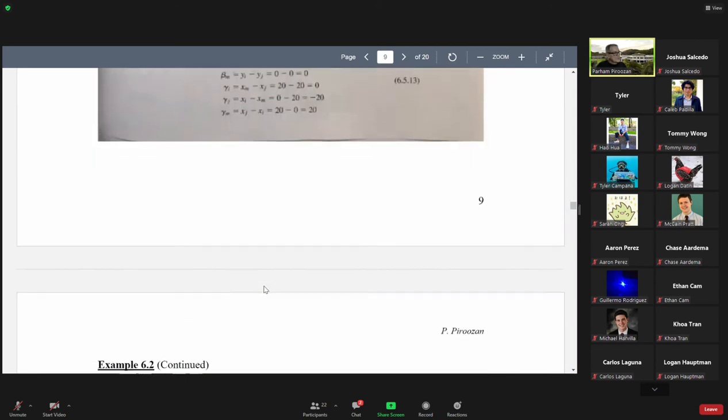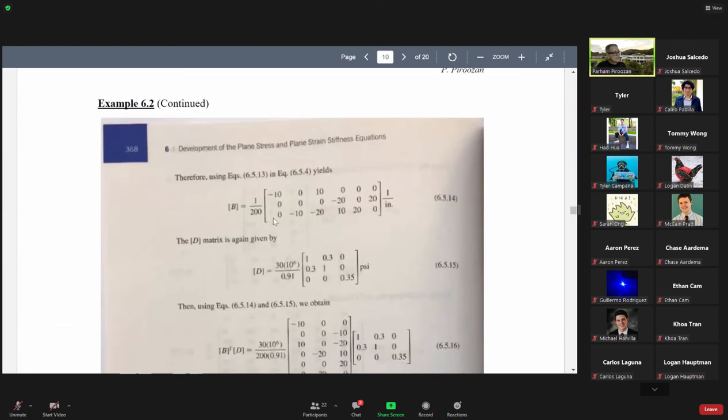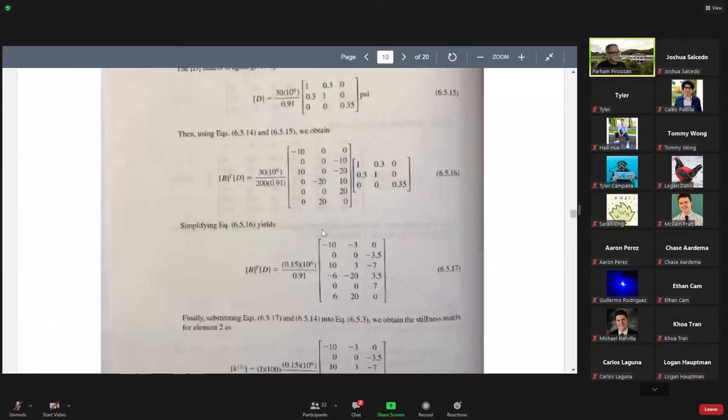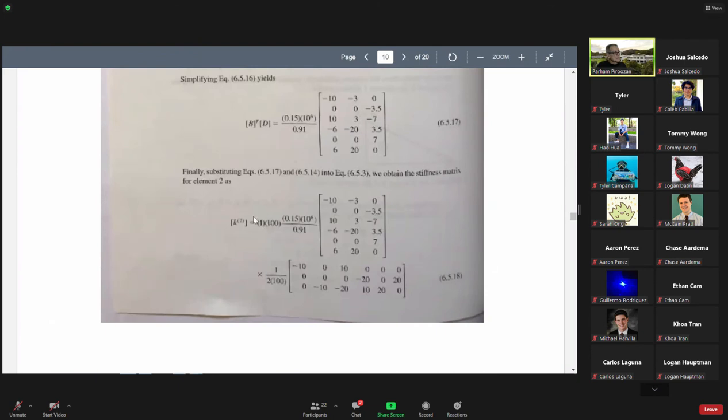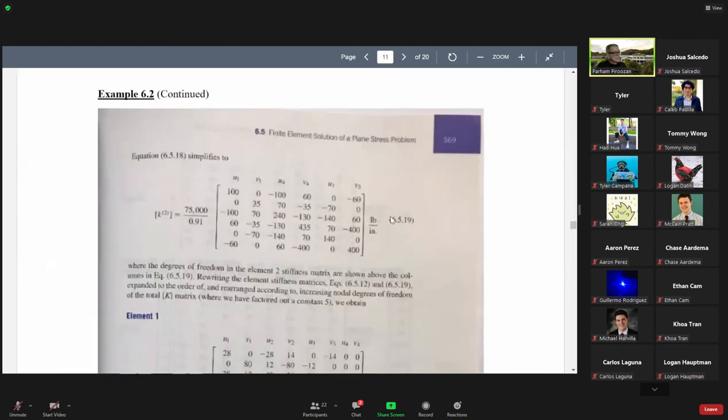These are betas and gammas. This is the B matrix for element 2, the same. These are again all constants. Material matrix, B transpose D. So the element stiffness matrix for element 2 is B transpose D times another B here. And we get this one. These are the degrees of freedom for nodes 1, 4, and 3.